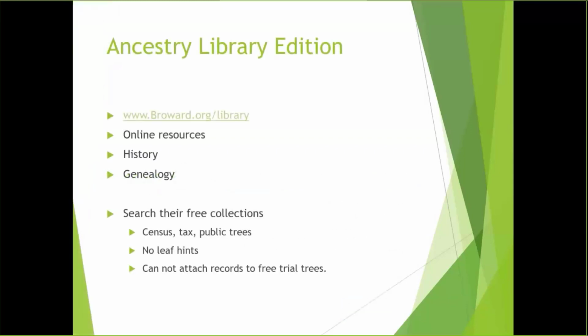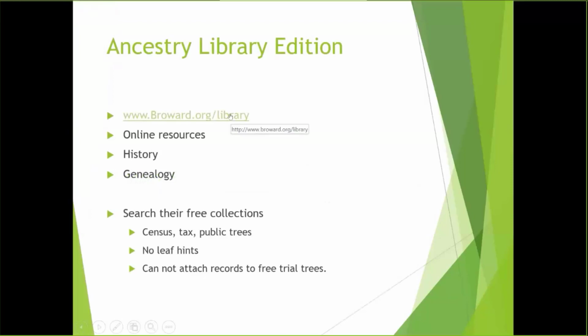So the first thing we're going to talk about is Ancestry Library Edition. Ancestry Library Edition is available through the Broward County Library webpage at www.broward.org/library, online resources, history, genealogy. And they have free collections that you can search, including census records, tax records, public trees. However, you will not find those little wiggly leaf hints that you see on the commercials for Ancestry. And you cannot attach those records to a free trial tree.